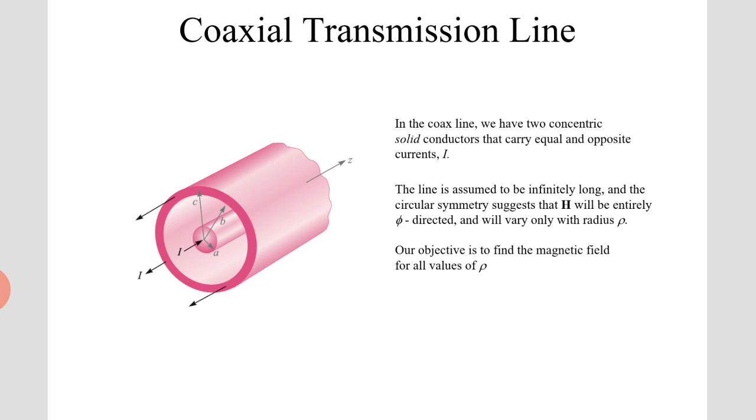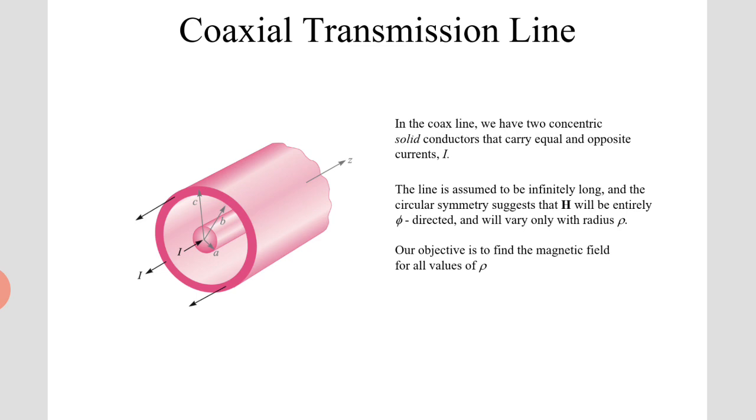In a coaxial line we have two concentric solid conductors that carry equal and opposite currents, plus I and minus I. The inside conductor carries plus I current and the outside conductor carries minus I current. The inside conductor has a radius rho equal to A and the outside conductor has radii of B as well as C, right?